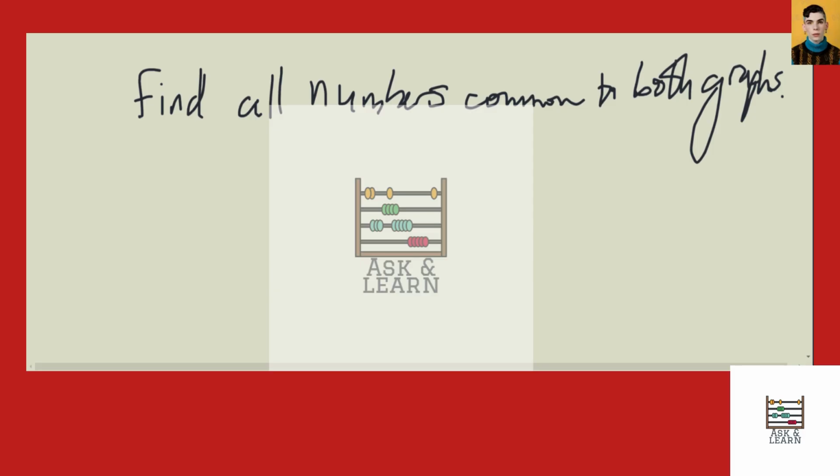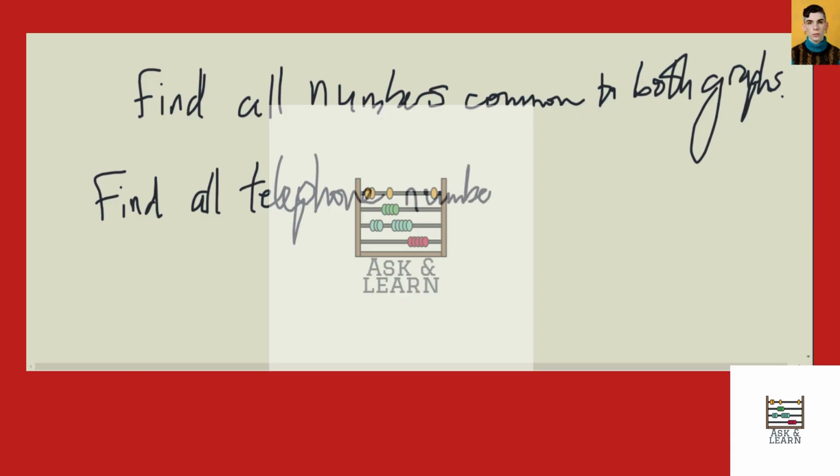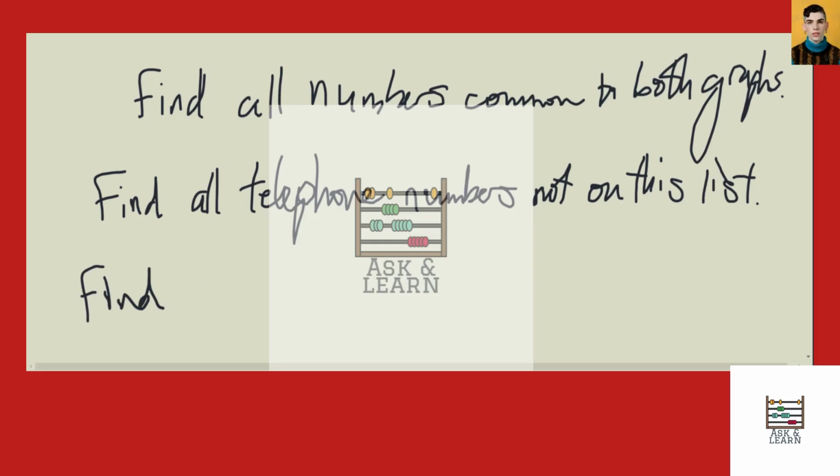And using this set of numbers, find all telephone numbers not on this list. So this is going to be all the telephone numbers that are not common to both graphs, but are included on at least one of the call graphs. In fact, they can be included on exactly one of the call graphs.